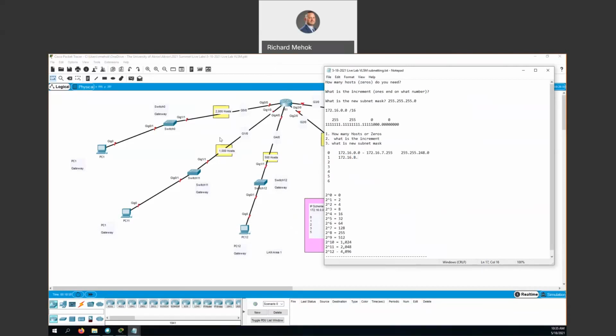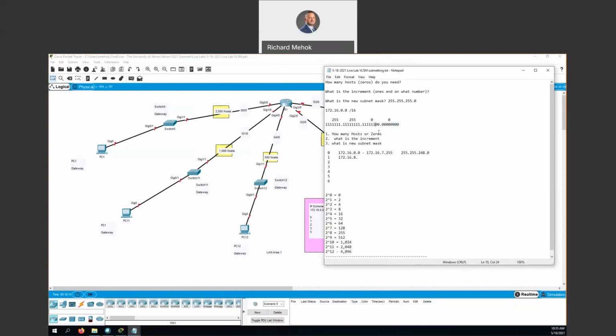We have 1,000 hosts. So if we look at our chart, we need 10 zeros. So go back up here. We have 8 in the third octet. That means we need 2 here. So that means we got to flip one of these into a 1. So that's what I mean by walking the ones and the zeros around when we're subnetting.